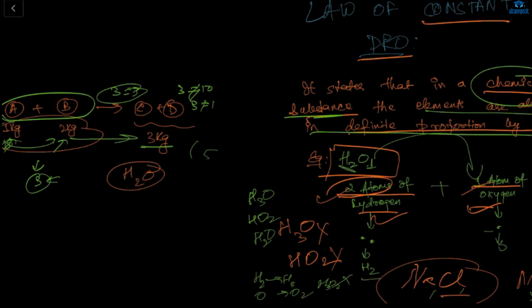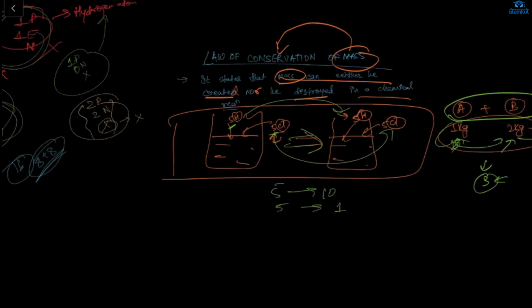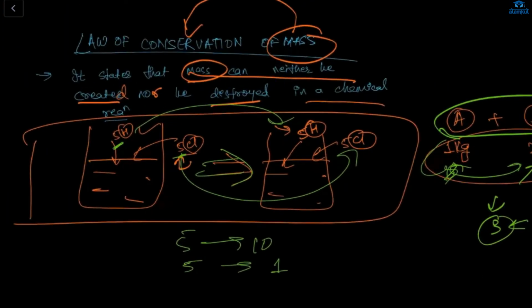Okay. Yes, Razi? Ma'am, then the mass of reactants is equal to mass of products. Yes. Mass can neither be created nor destroyed in a chemical reaction. If in this beaker there's 5 hydrogen and 5 chlorine, let's say any chemical reaction is taking place inside this beaker. So what will happen? The product of this beaker will be 5 hydrogen only. It's not like you will get from 5 to 10 or 5 to 1. No, the mass will be same.